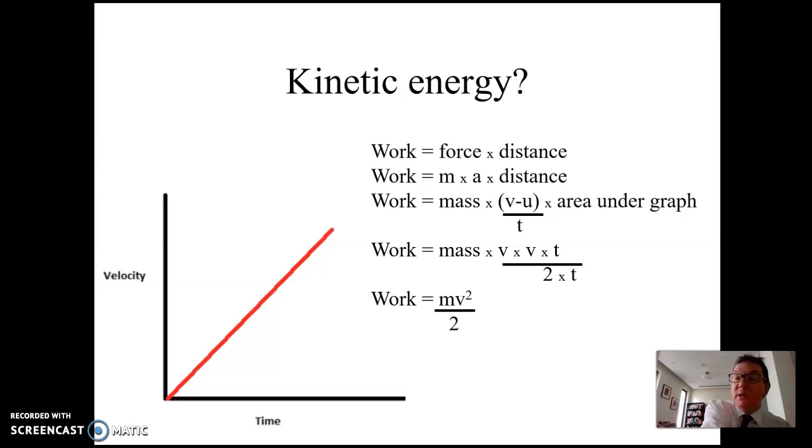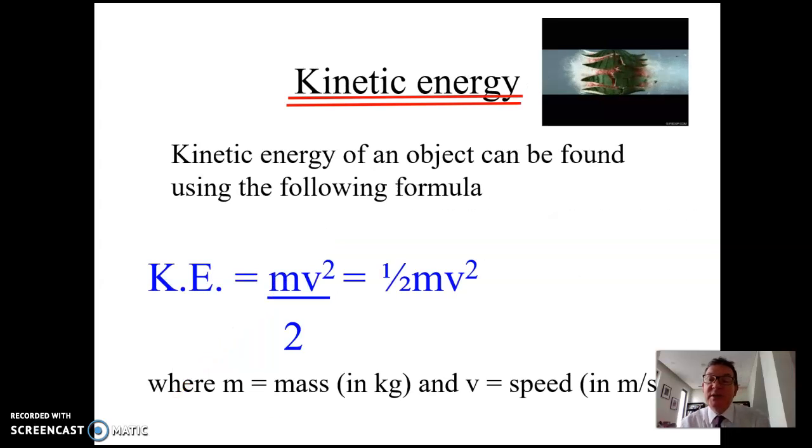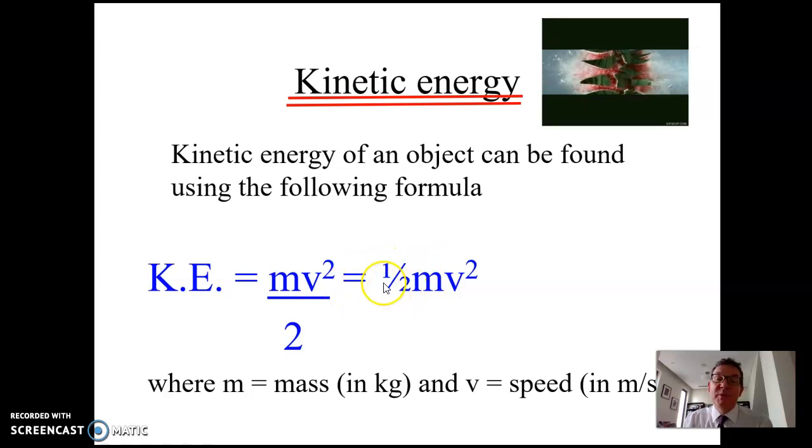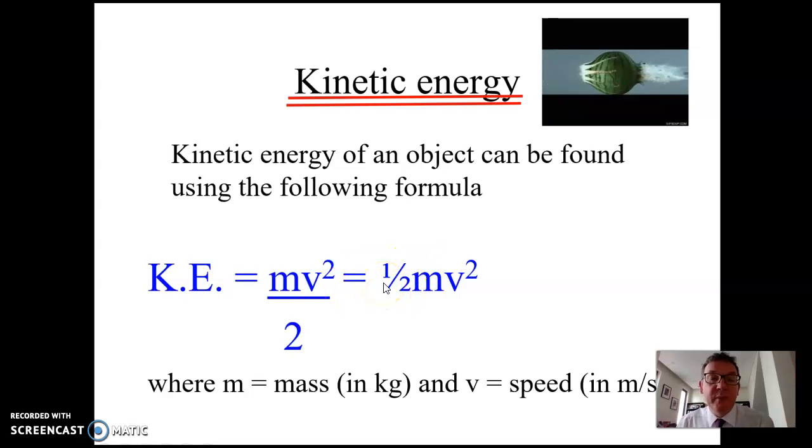And of course, what's happened to that work? It's turned into kinetic energy. So this is where our formula for kinetic energy comes from. Again, you don't need to explain that. Kinetic energy is mv squared over 2. Remember, it's only the velocity that's squared, not the mass. Another way of writing that, if you're going to divide something by 2, is to multiply it by a half. So quite often, this is written as a half mv squared, or mv squared over 2. So just be careful there. I think this first one is easier to deal with mathematically. I find as soon as people start multiplying by a half, that causes some problems. Okay, and as usual, mass is measured in kilograms, speed or velocity in meters per second.